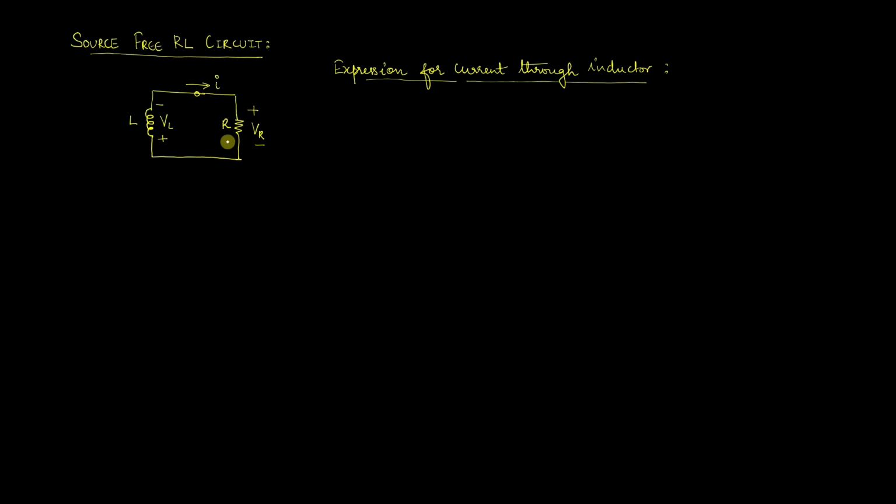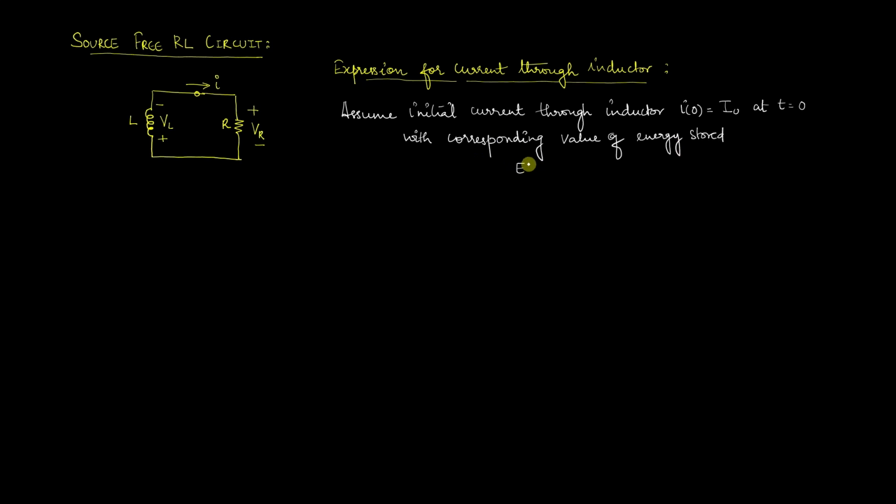Let us assume the initial current through the inductor I of 0, which we will denote as I naught, at time t is equal to 0, along with the corresponding energy that was stored in the inductor, which can be given as E of 0 equal to half L I naught squared. Here I naught corresponds to the initial value of current, that is I of 0, which when we compute in terms of transients can be done as I of 0 minus equal to I of 0 plus.